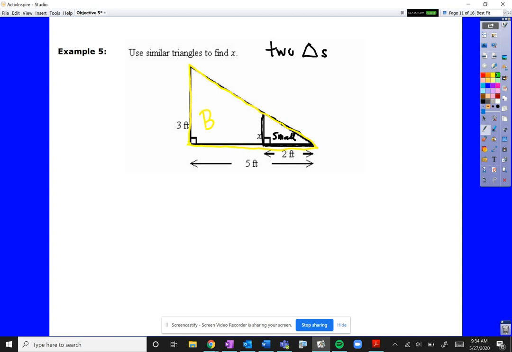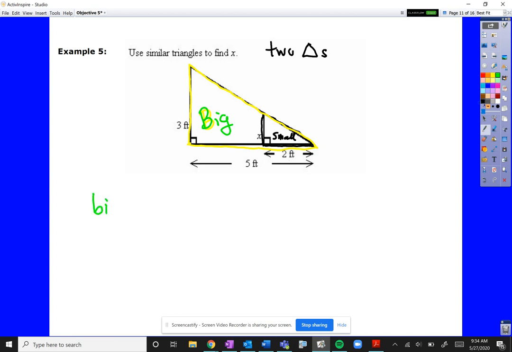I did not mean to choose that. I meant to choose green. Guys, the whole triangle is our big triangle. Okay? So look at all the measurements we have. We have the whole bottom length. So here's what we're going to do. Remember, we're going to go big over big equals small over small.